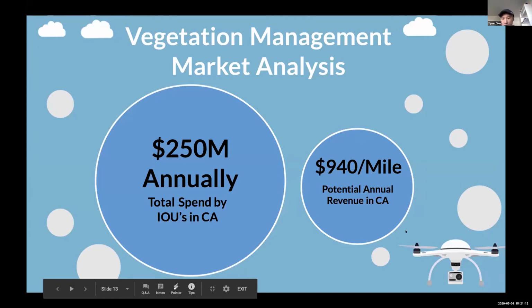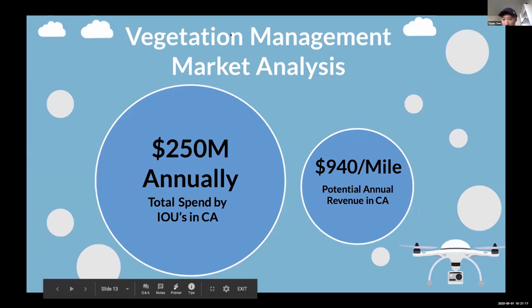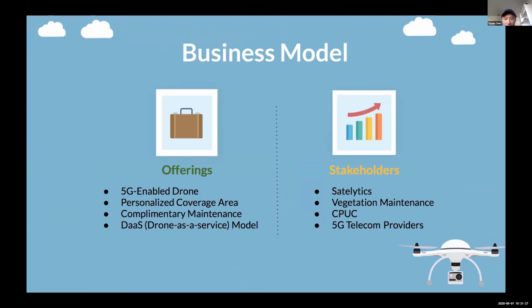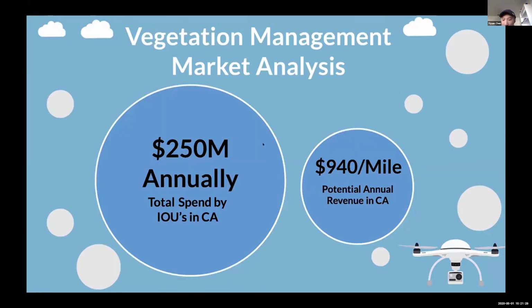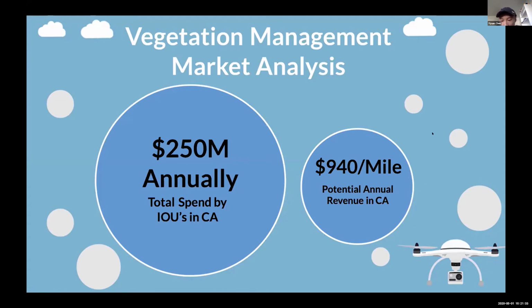Our industry research showed that utility companies in California spend about $250 million a year on vegetation management. Assuming that we are able to provide monitoring, assessing, and maintenance services for vegetation, our expected revenue per mile is about $940. And 5G is key to the market. Assuming that one 5G-enabled drone can monitor about 5 miles of power lines, we expect about 53,000 subscriptions in California and about 1.1 million additional subscriptions in the US once 5G is fully operational.